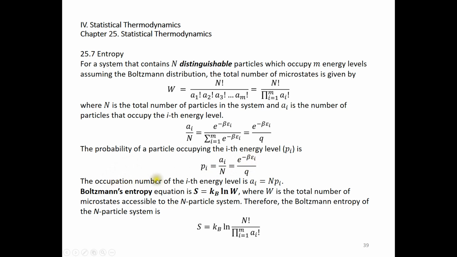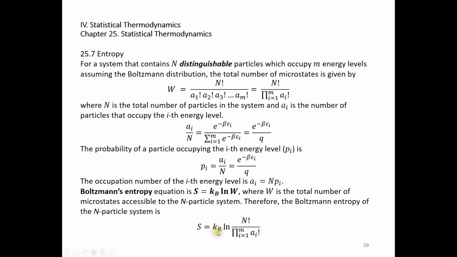The occupation number of the ith energy level is n times p sub i. N times p sub i is also denoted by a sub i. Now let's look at Boltzmann's entropy equation. Boltzmann's entropy S is equal to the Boltzmann constant k sub B times the natural logarithm of W. W is the total number of microstates accessible to the system. Therefore, the Boltzmann entropy of this n-particle system is this.